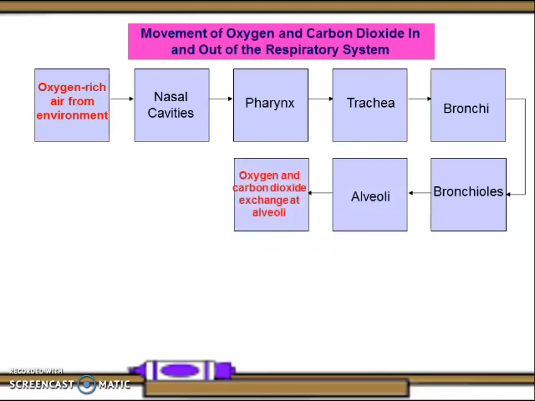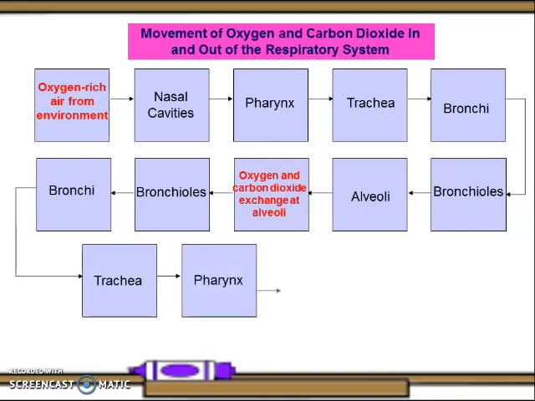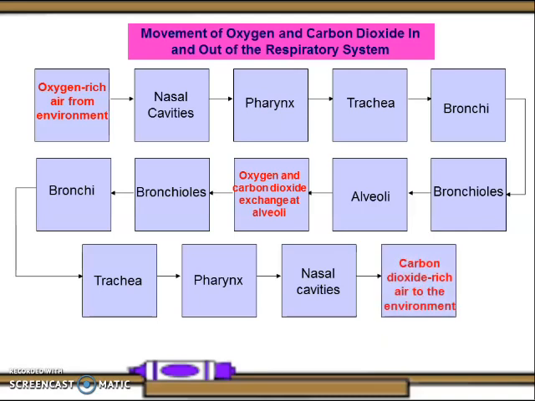And then oxygen and carbon dioxide exchange at alveoli, pass through the bronchioles, then to bronchi, then to trachea, to pharynx, to nasal cavities, and carbon dioxide-rich air to the environment.